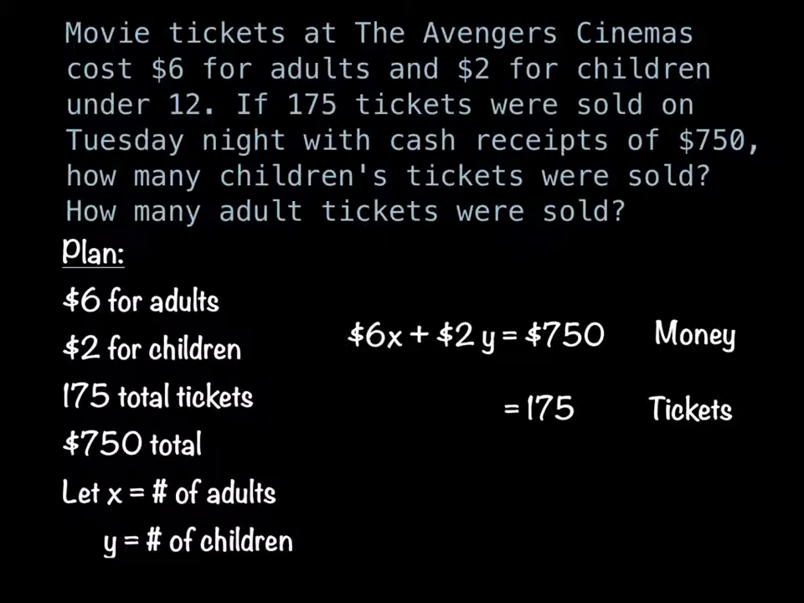And then when I'm talking about tickets, I don't know how many adults I have. I don't know how many children I have. However, I know that when I add up the amount, it's equal to 175. So I'm going to take the X, which is the number of adults, and the Y, which is the number of children, and add them together to get X plus Y equals 175.